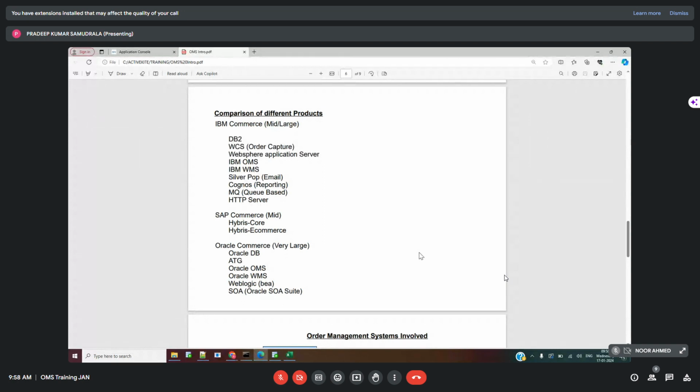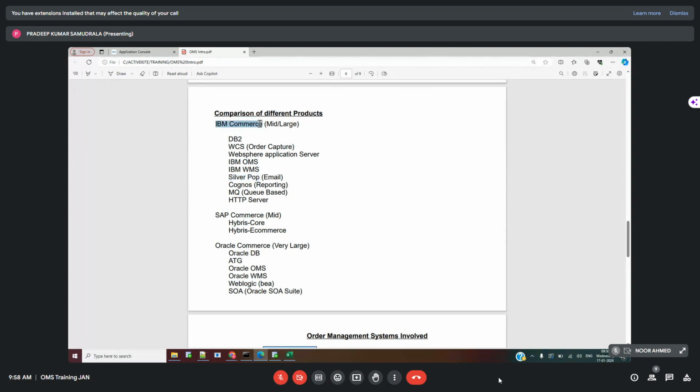This is just for our understanding, like what are all the different products available in the market. IBM, we all know, is an organization which provides different services. Like DB2 is their database, WCS is their order capture system, WebSphere is an application server which they provide, OMS, WMS, and for email notification they provide Silverpop. So here we just try to provide you a comparison of different players in the market.